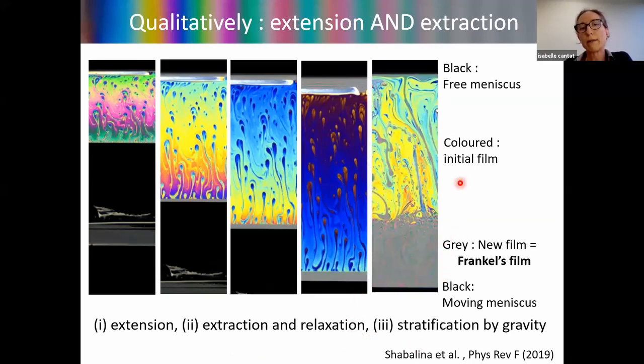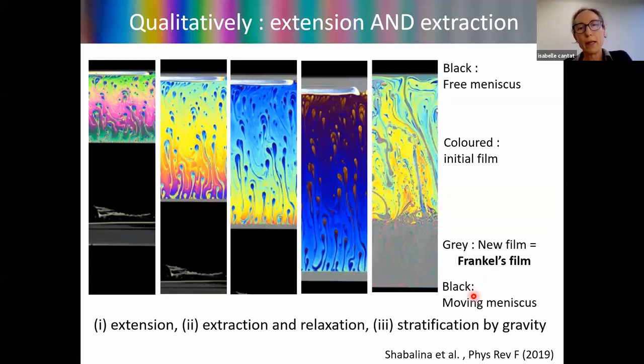A last remark is that on this last image, all the gray part is at the bottom of the film. It is actually because there is a gravity stratification in the film. This film is thicker, so it is also heavier, and it simply falls down through the film to the bottom of the film. So it doesn't matter where it is. This gray part is extracted from the meniscus. And you will have to remember one name. This thick film extracted from the meniscus dynamically will be called the Frankel's film, by the name of Frankel, who studied this in collaboration with Mysels in the 60s.